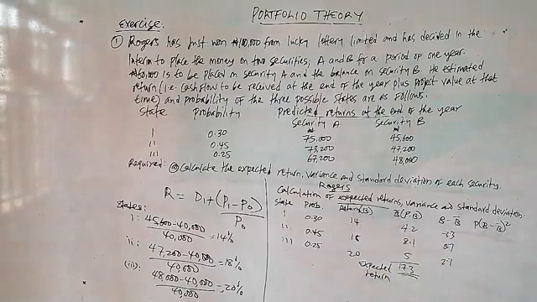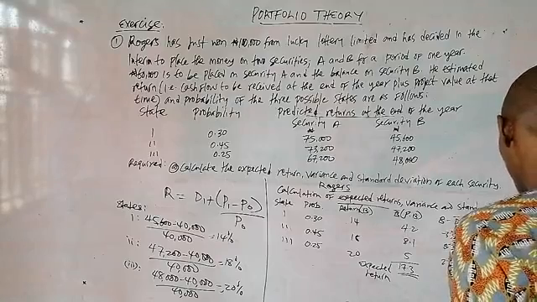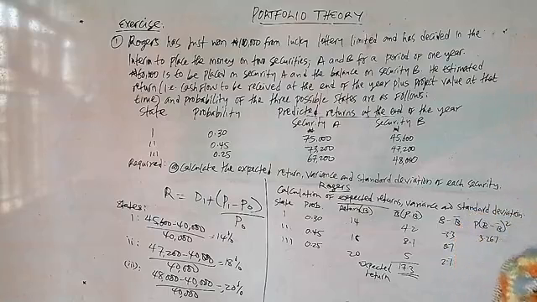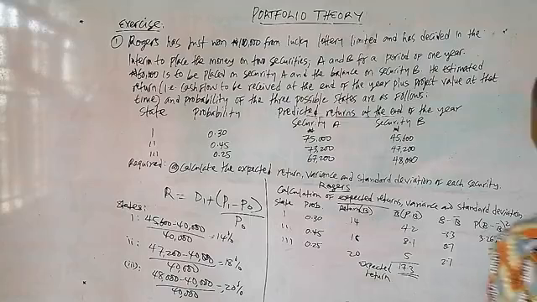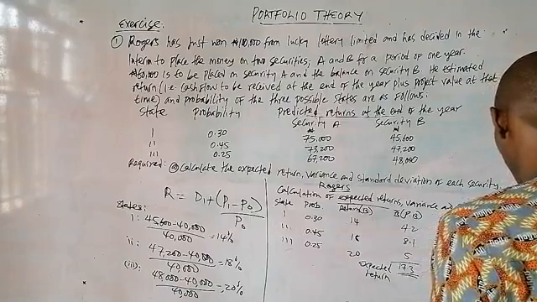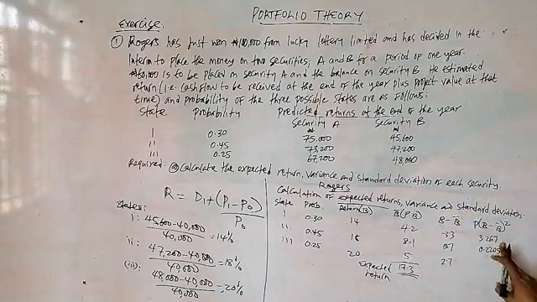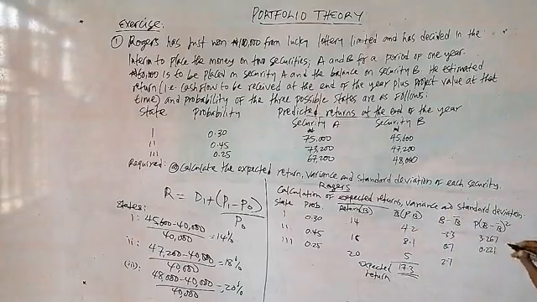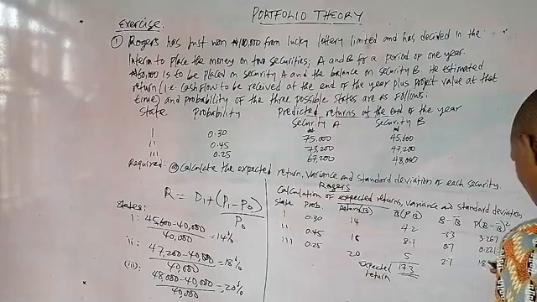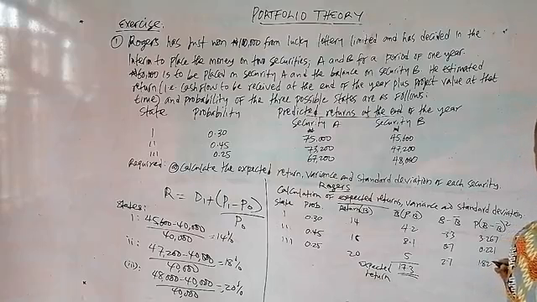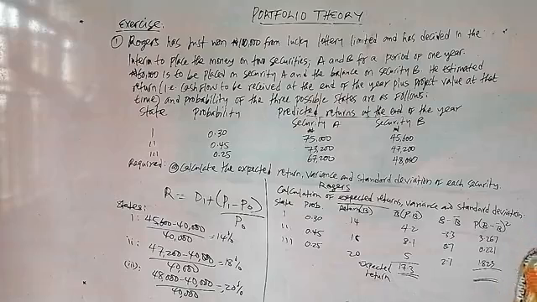So 3.3 raised to power 2 multiplied by 0.3 gives 3.267. 0.7 multiplied by 0.7 multiplied by 0.45 gives 0.2205, and to make it uniform at 3 decimal places, 0.221. Then 2.7 multiplied by 2.7 multiplied by 0.25 gives 1.8223. So these are the variance components. Let's sum it up.